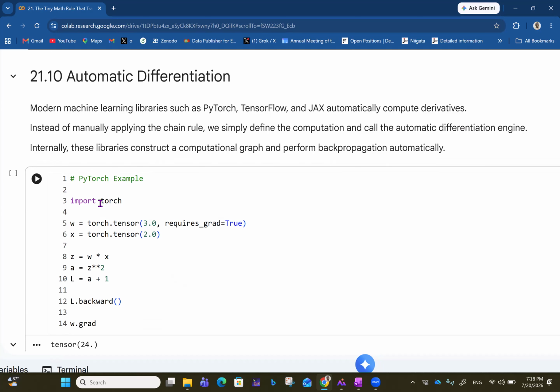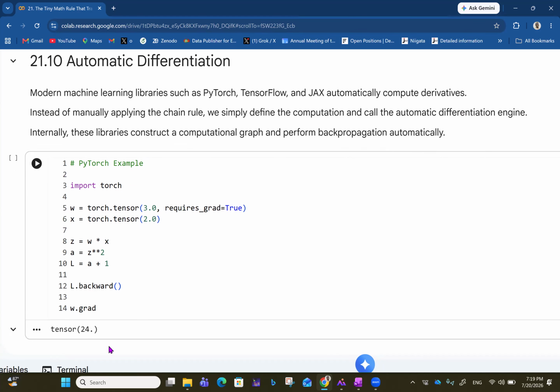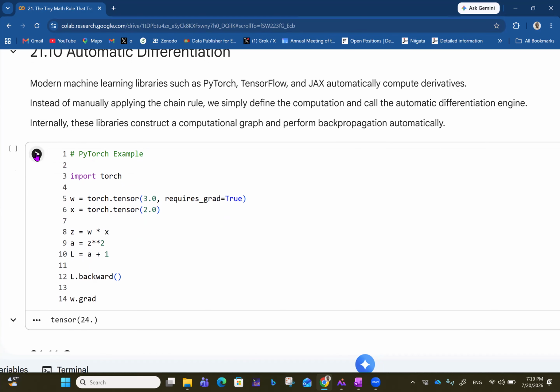So here, to use PyTorch, you import torch, and W is torch.tensor(3.0, requires_grad=True). That's true, so gradient is required. Then x is torch.tensor(2.0). If you now say z is Wx, a is z squared, and L is a plus 1, and then you call L.backward(), you then get W.grad. So here you get tensor(24.), like that.